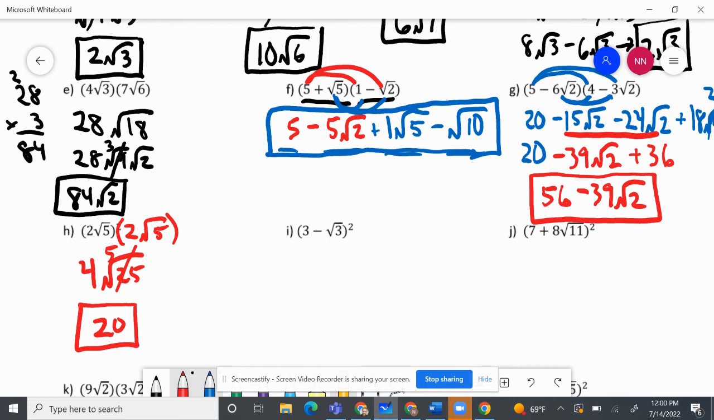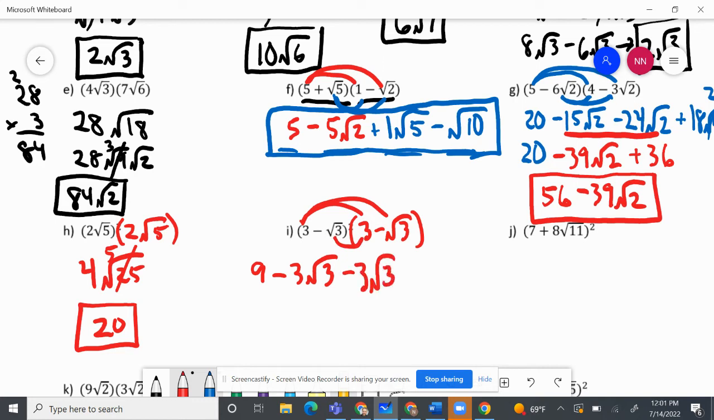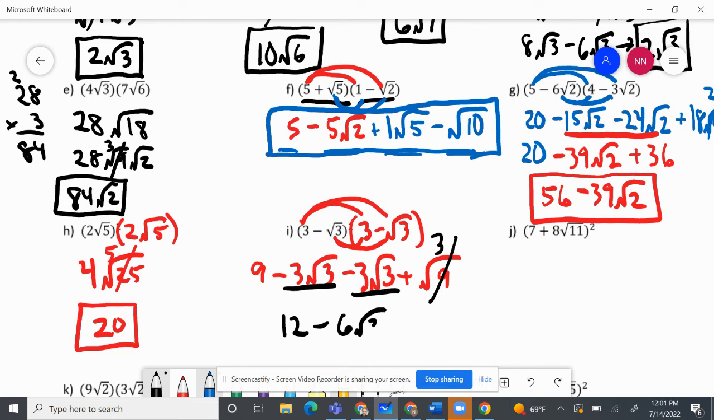Here we have a binomial squared, so we're going to write it again, 3 minus square root of 3. We're going to FOIL it. 3 times 3 gives us 9. 3 times the square root of 3 gives us negative 3 square root of 3. Square root of 3 times 3 is negative 3 square root of 3. And square root of 3 times square root of 3 is positive square root of 9. Now we know that the square root of 9 is 3. So 9 plus 3 would give us 12. And then negative 3 and negative 3 would give us negative 6 square root of 3.